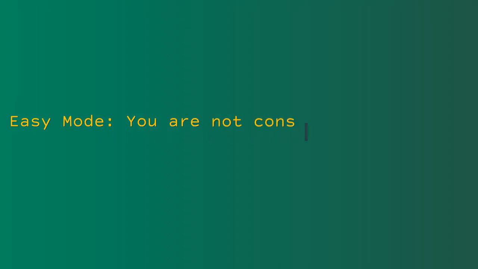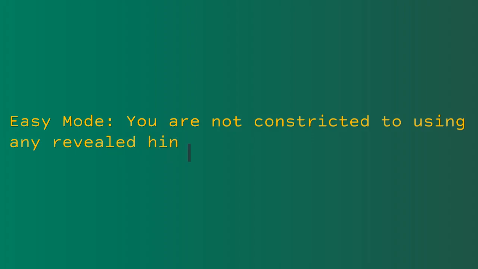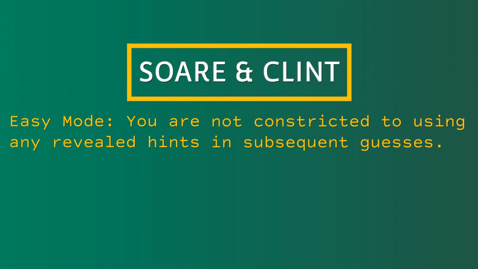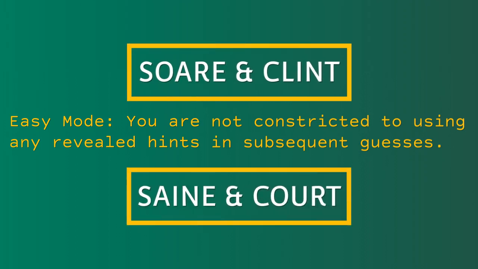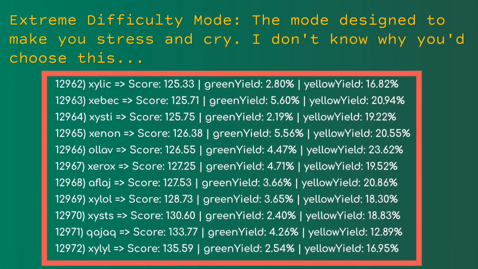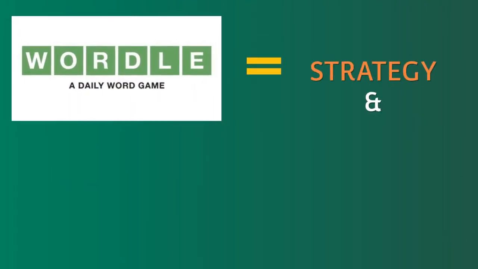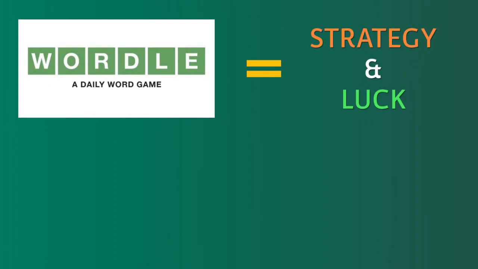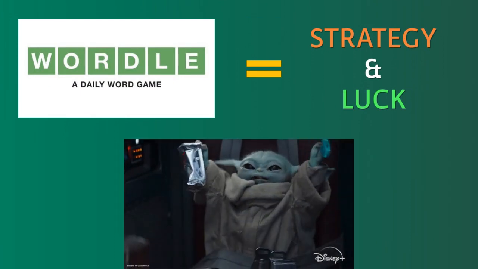Also, if you like playing the game in easy mode, which means you don't have to reuse green and yellow letters for future guesses, a combination of soar and clint, or sane and court, are highly optimal combinations. And if you want to play on extreme difficulty, here are some of the worst words you can use. When it comes to it, Wordle involves strategy, but it also has a lot of luck involved, so it's important to remember to just have some fun with it.